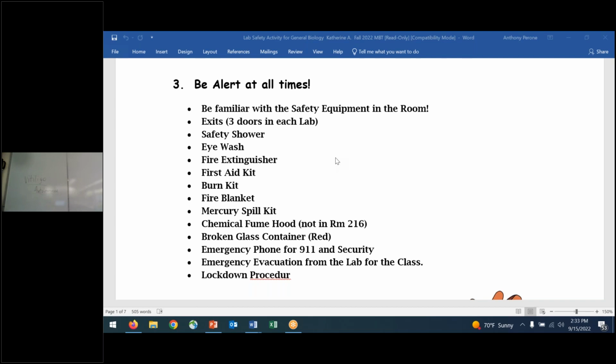Emergency phone for 911 security. You can also, if you were to pick up this phone, you see here, 2455 for security. Okay, so put that in, and just make sure that you have it on.